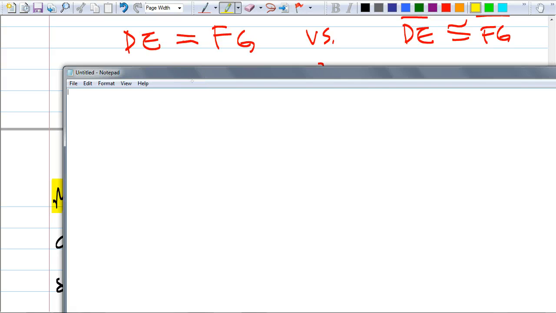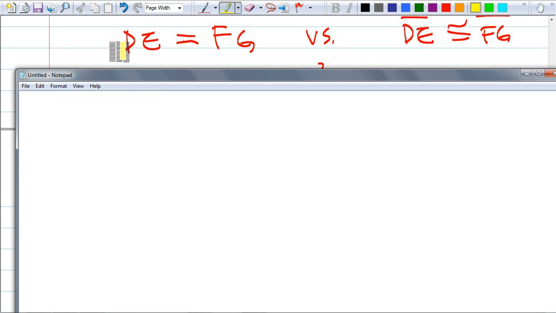Do you guys see the difference between these two statements? When I say DE is equal to FG, what am I saying here on the left? Lara, what am I saying? Talking about the distance. That's right, I'm talking about their distance, the distance of DE, whatever it is, maybe 3 centimeters, equals the distance FG. So we're saying 3 centimeters equals 3 centimeters.